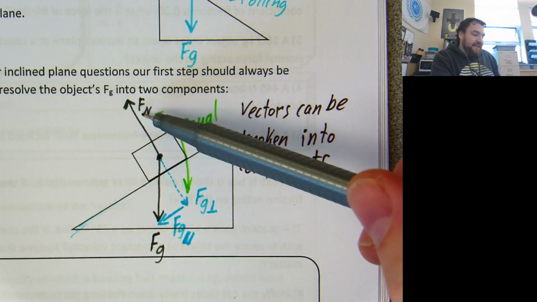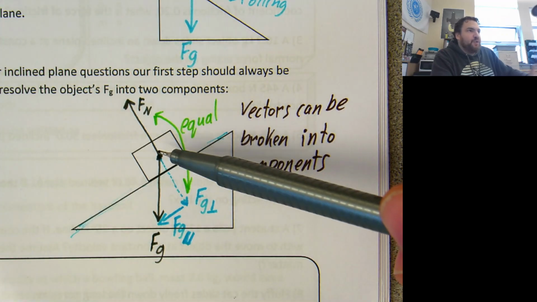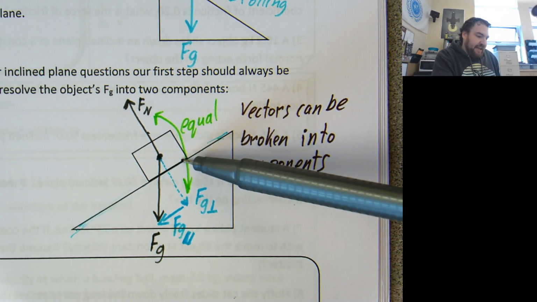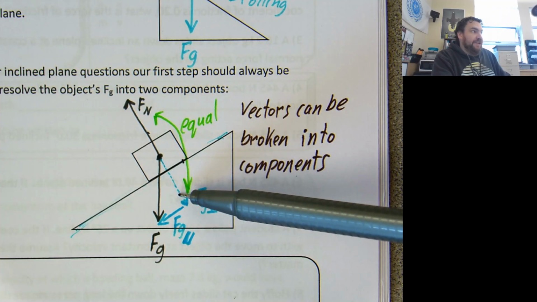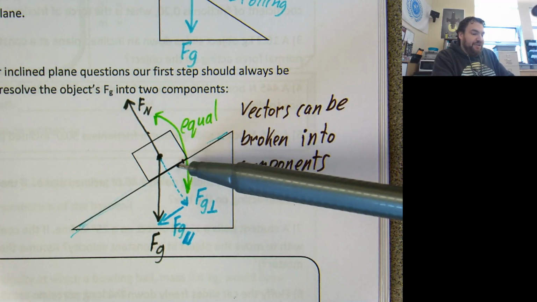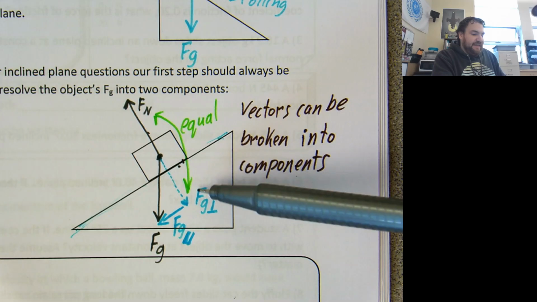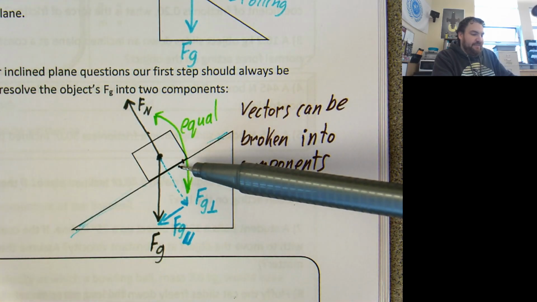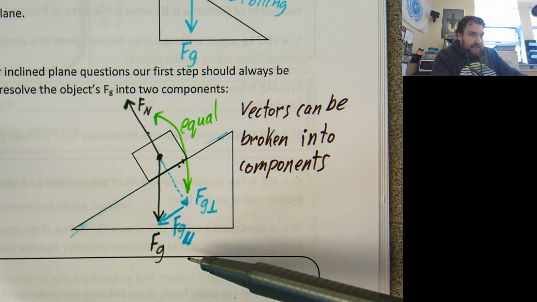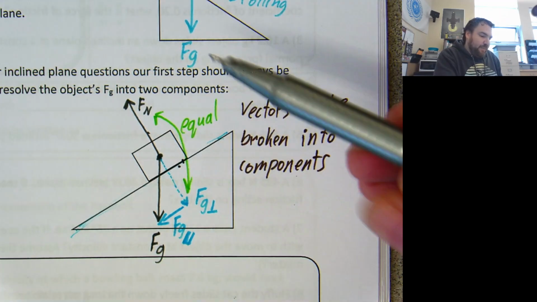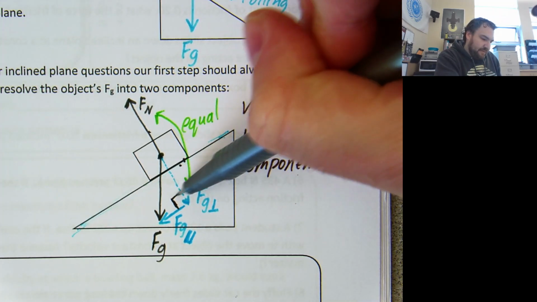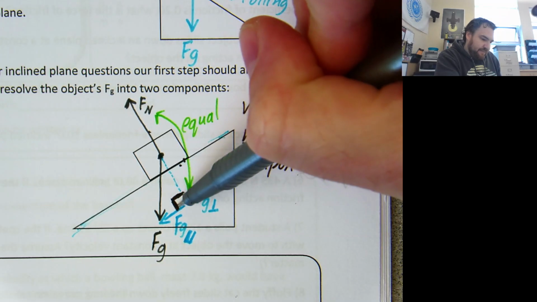Fn is called Fn because it's a normal force. Normal means perpendicular in math. So Fn is perpendicular to the incline. So then FG perpendicular also has to be perpendicular to the incline, that's why it's called FG perpendicular. It means it meets the incline at 90 degrees. And FG parallel is called FG parallel because it's parallel with the incline. And so the angle between these two vector components has to be 90 degrees.